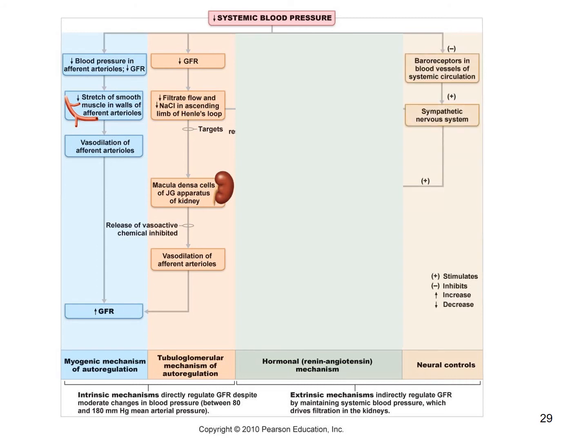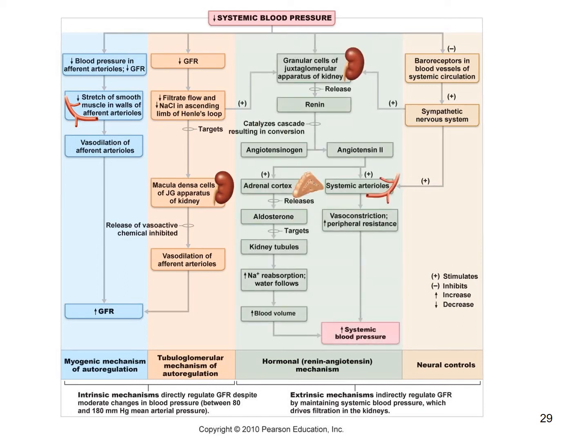Our neural controls we've already seen. And again, baroreceptors in blood vessels of systemic circulation will send signals back to the sympathetic nervous system, and this is going to play into what happens in the hormonal mechanism, which we're going to take a look at right now. So in the hormonal mechanism, granular cells in the juxtaglomerular apparatus of the kidney, which we've seen in that prior slide, are going to release renin. And what renin will do is start a cascade that results in the conversion of angiotensinogen on down the line to angiotensin II.